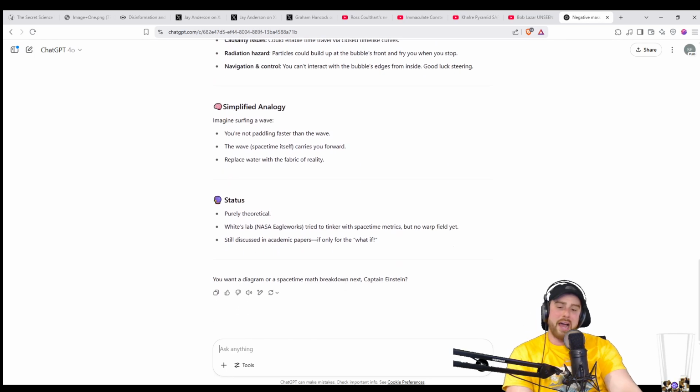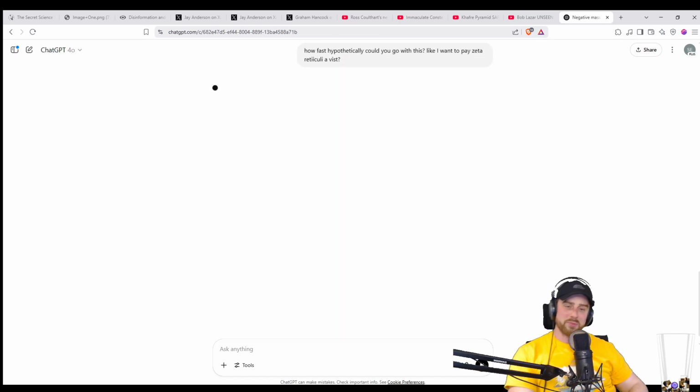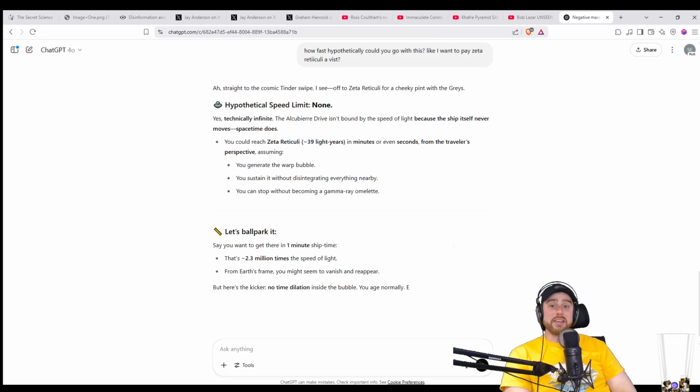So, like, how fast, hypothetically, could you go with this? Like, if I want to pay Zeta Reticuli a visit. I messed up spelling it, but anyway, it's close enough. Technically infinite. The Alcubierre drive isn't bound by the speed of light because the ship itself never moves. Space-time does. Well, no, but the energy, you need more energy to go faster, would you not?